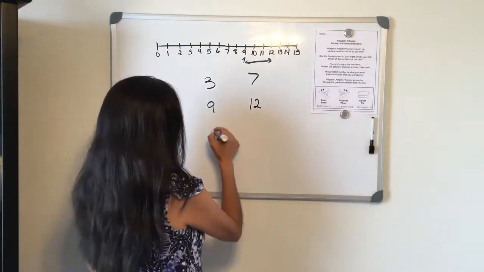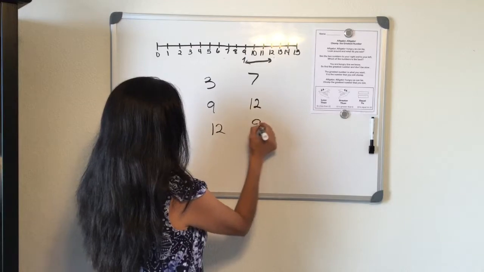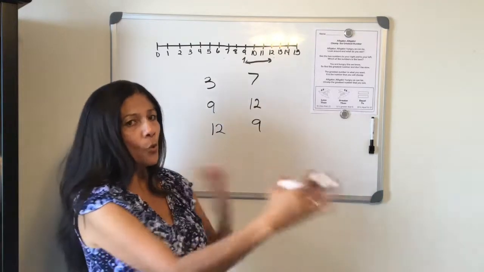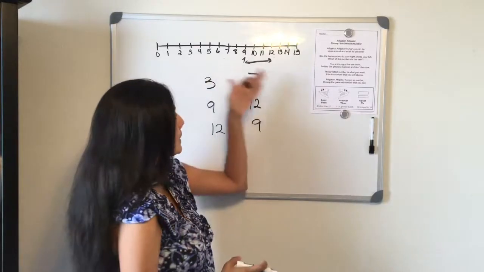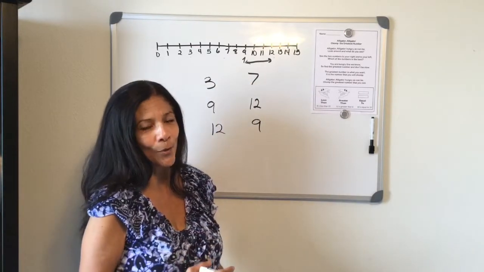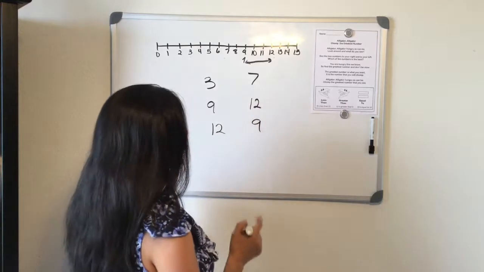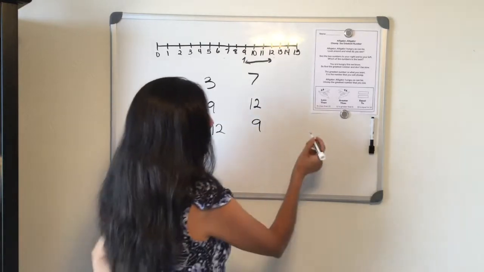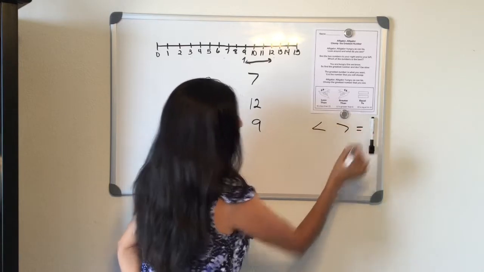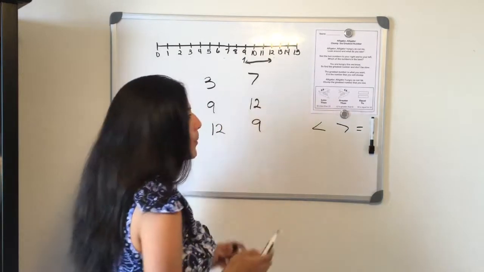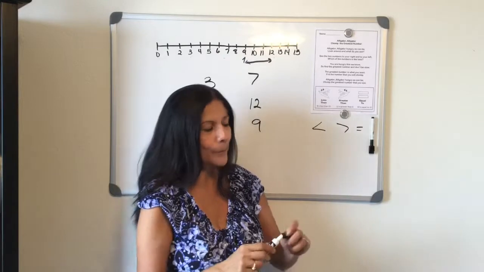Doesn't matter if I turn it around, switch it around. So let's say 12 and 9. Doesn't matter which order I put those two numbers in, I still know that 12 is the greater number of the two numbers. All right, so now we want to focus on some symbols. And we're going to be using the less than, greater than, and equal to symbols. And that's the part that's a little bit tricky to remember.